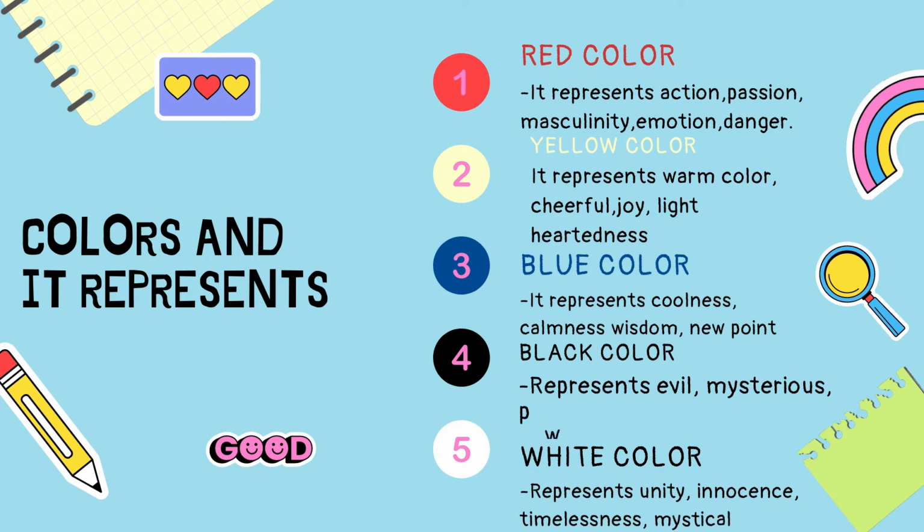We have red color. It represents action, passion, masculinity, emotion, and danger. That's the meaning of red color. Yellow color represents a warm color, cheerful, joy, lightheartedness. Whenever we see yellow color, we will feel happiness. Another, we have blue color. Blue color represents coolness, calmness, wisdom, and new points.